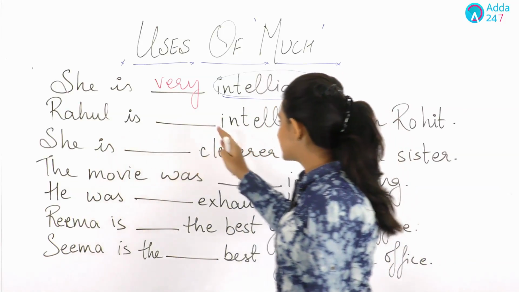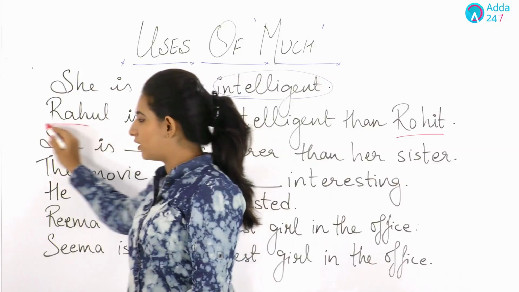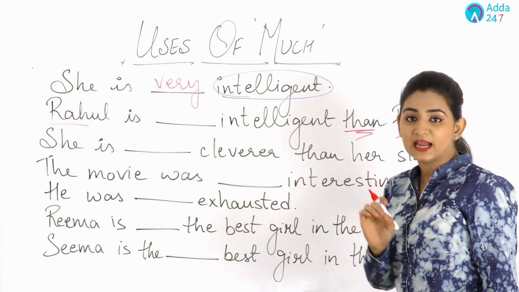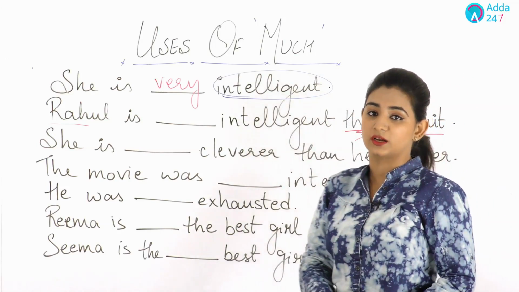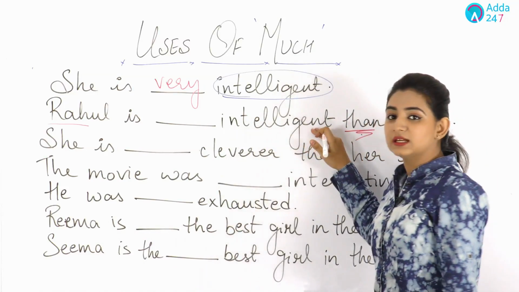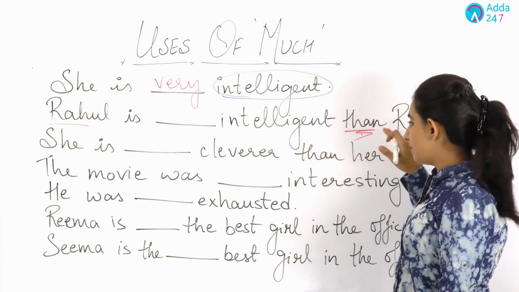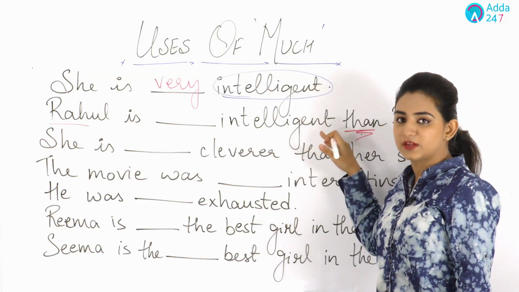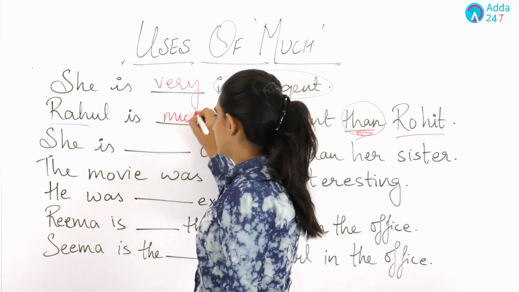Moving further, Rahul is dash intelligent than Rohit. Now Rahul and Rohit are being compared, and why do we know? Because than is placed. Now here than is placed, but there is a difference. What? We are not using the comparative degree. We have a comparative sense. Why? Because we are comparing Rahul and Rohit, but we do not place a comparative degree. A comparative sense is there, so we will place much here.